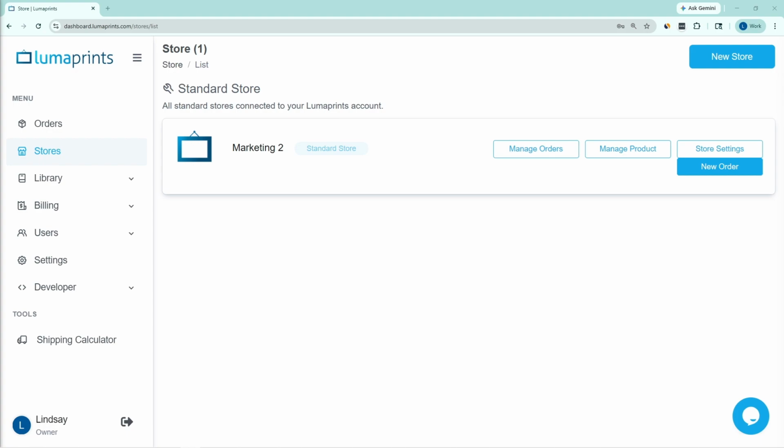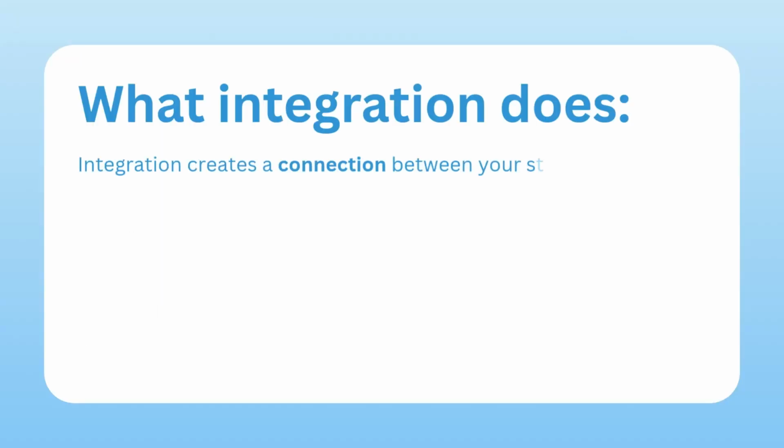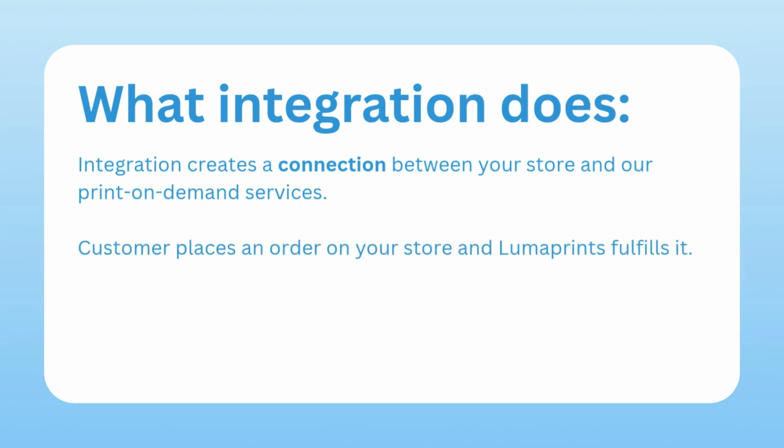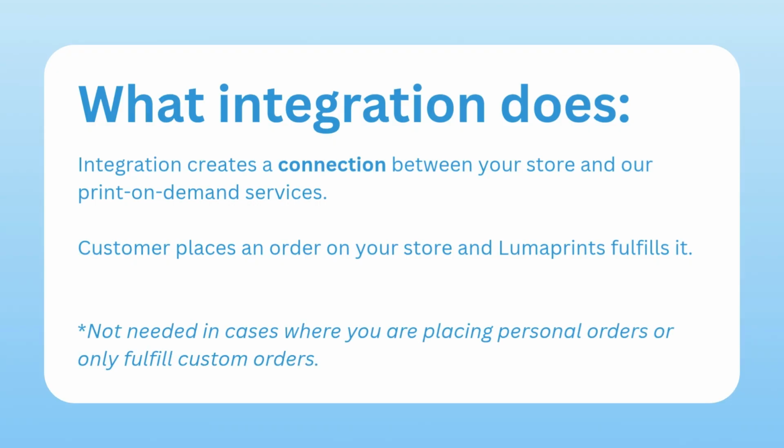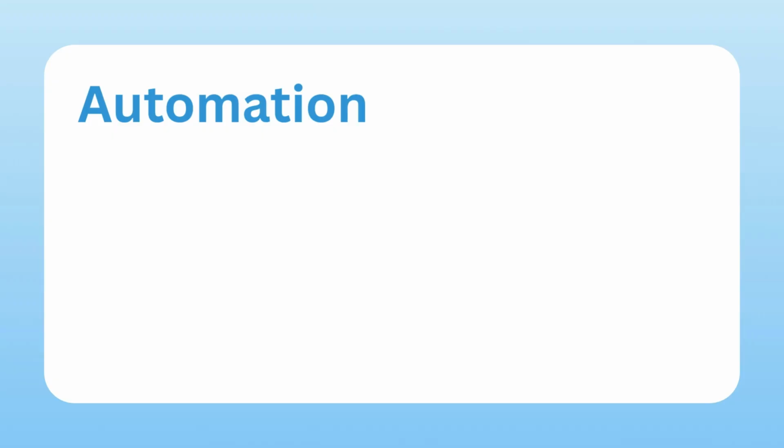First, what integration does. Integration creates a connection between your store and our print-on-demand services. So when an order is placed on your store, Lumaprints populates the order onto our site as well to be fulfilled. It's useful for cases where you have a store and want Lumaprints to automatically fulfill orders as they come into your store. In the instance where you need to make a personal purchase or fulfill custom orders only, integration is optional or not required for orders to automatically send to Lumaprints.